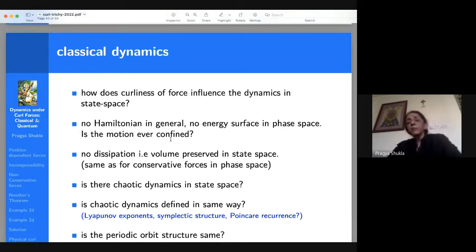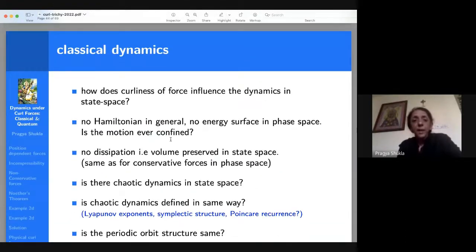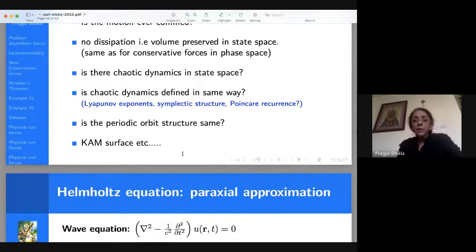Okay, curl forces: the best way to describe them is in state space. What features of the phase space formulation of conservative forces can you directly bring to state space in the context of curl forces? That's the basic question, including whether KAM surfaces exist or not. Let me now move to curly chaos, the chaos due to curl forces.